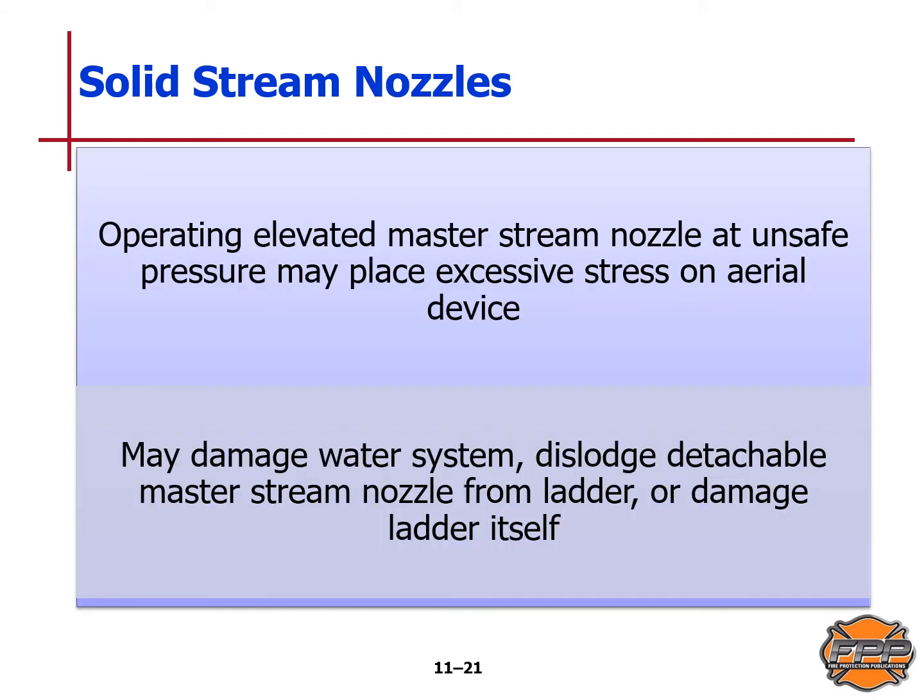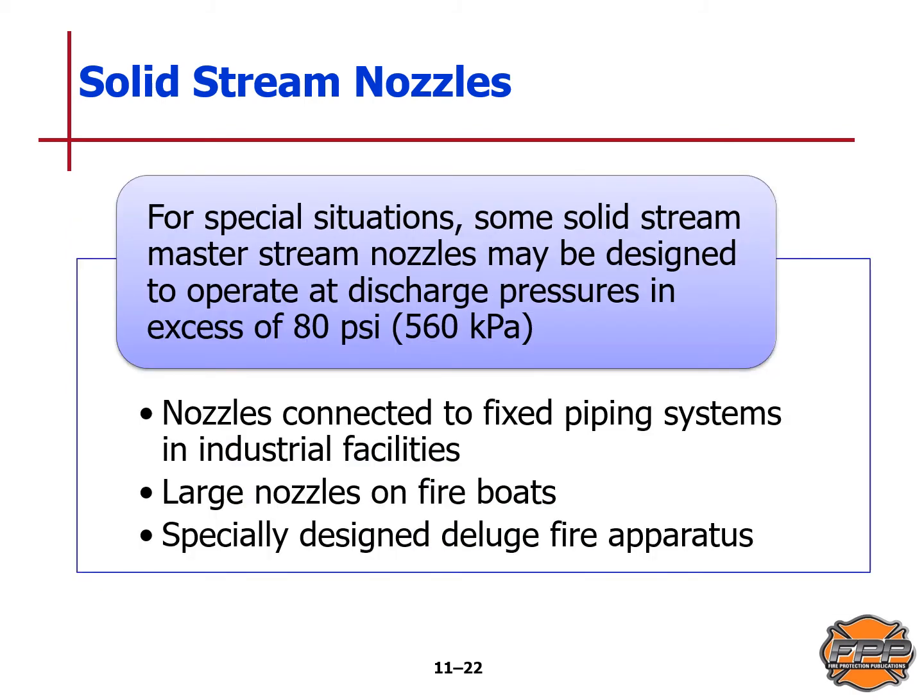Operating an elevated master stream nozzle at an unsafe pressure may place excessive stress on an aerial device. It may damage the water system, dislodge the detachable master stream nozzle from the ladder, or damage the ladder itself. For special situations with solid stream nozzles, some solid stream master stream nozzles may be designed to operate at a discharge pressure in excess of 80 psi or 560 kilopascals. These nozzles connected to a fixed piping system in industrial facilities exist, and they also exist as large nozzles on fireboats. They're specially designed deluge fire apparatus.